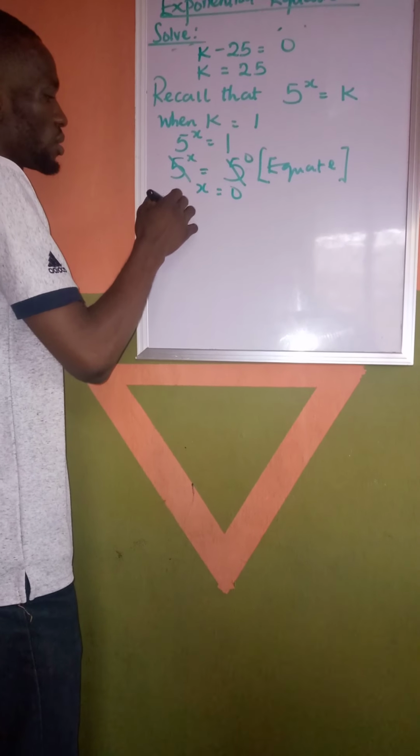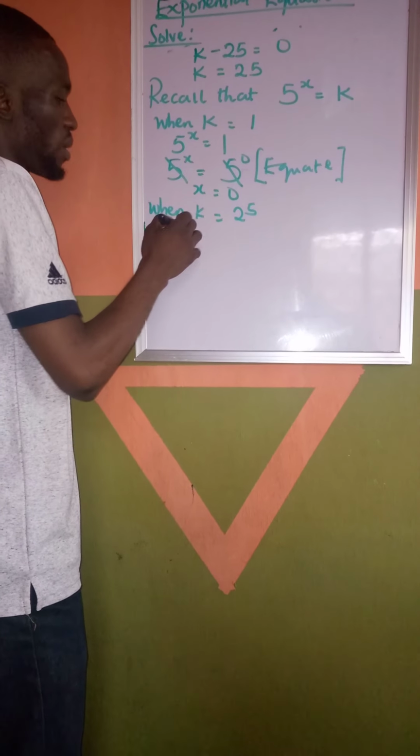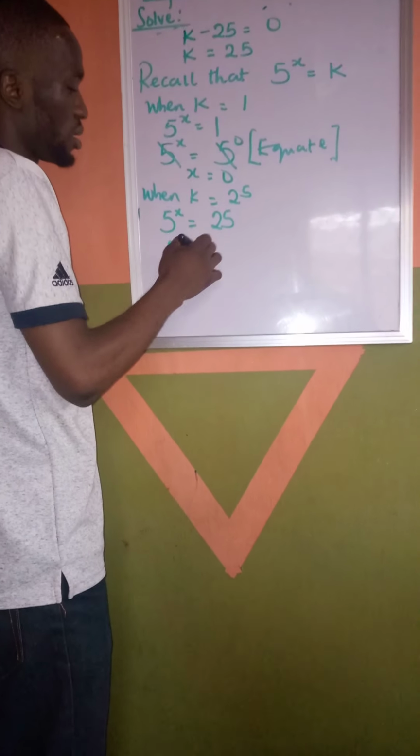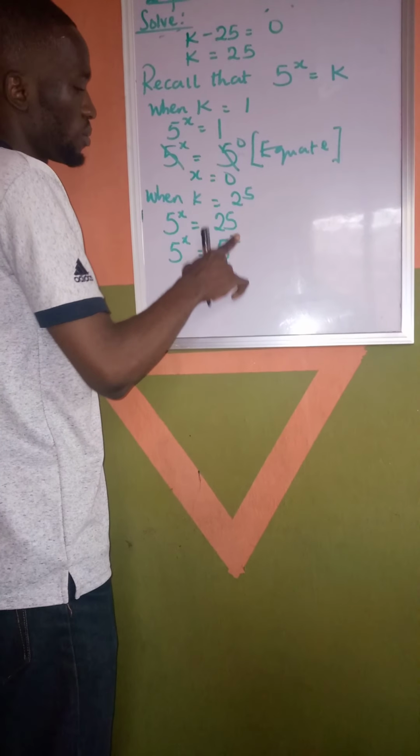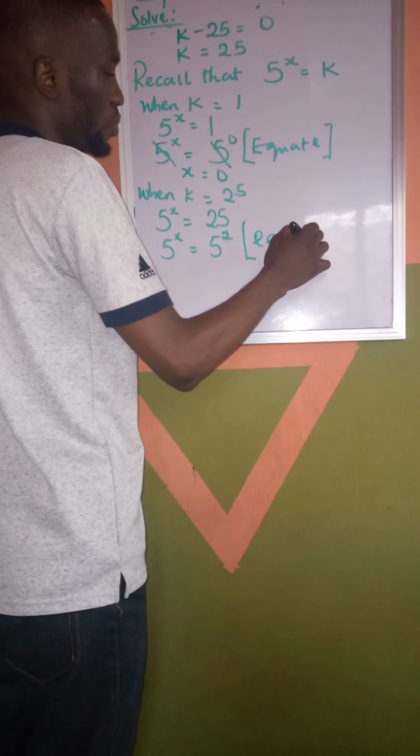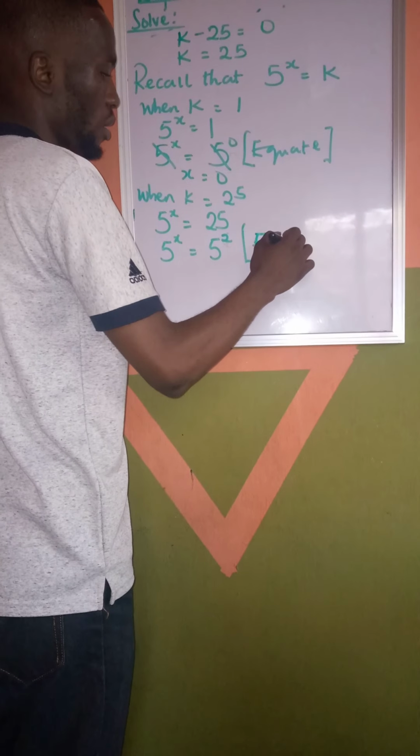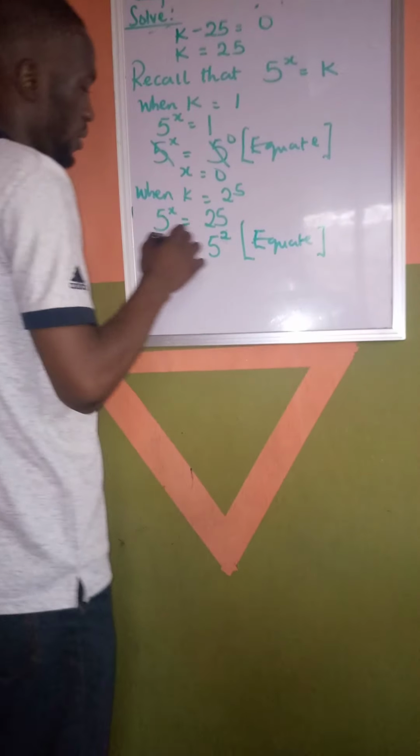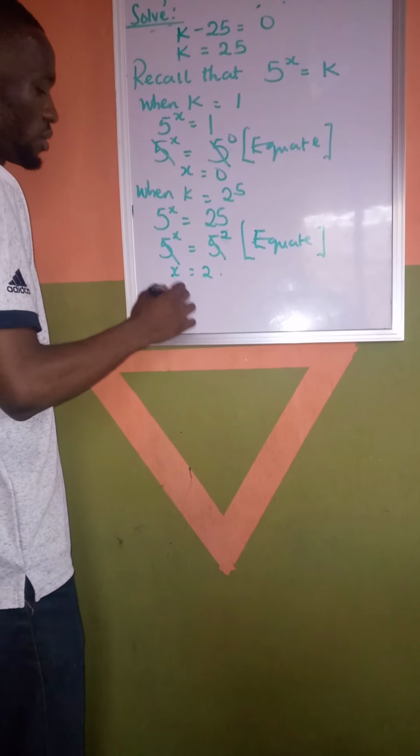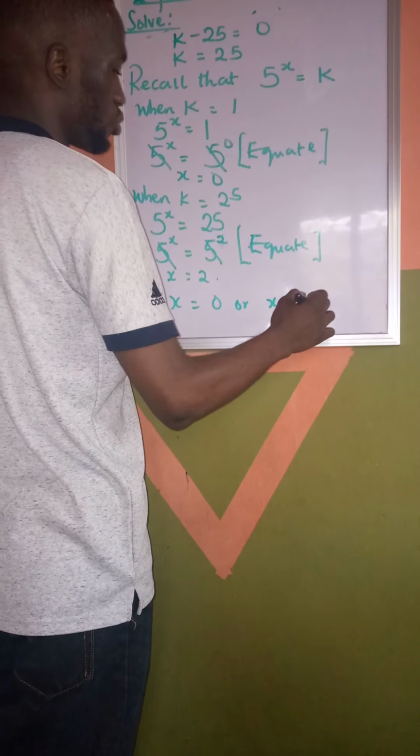Then when k equals to 25, I have my 5 raised to power x equals to 25. So 5 raised to power x equals to 5 raised to power 2. Then I can equate, and x will be equals to 2. Therefore, x equals to 0 or x equals to 2. Thank you.